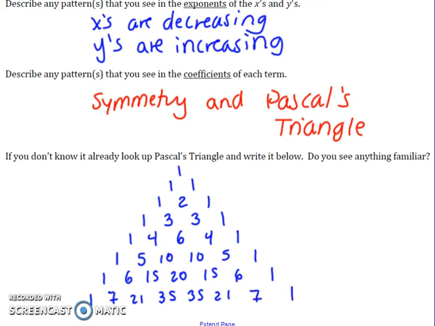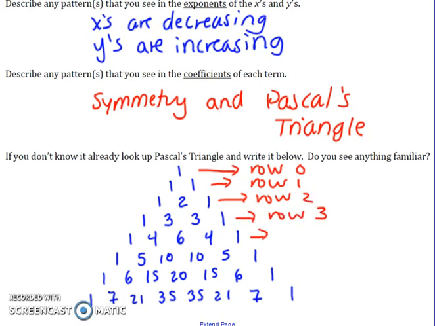So it's symmetric. The numbers go towards the middle, and then they start to go back again. The top 1 represents row 0. It's the exponent: if I have x plus y to the 0, it's 1. So row 0, this is now row 1, this one is row 2, this one is row 3, this is row 4, this one is row 5, this one is row 6, and this one is row 7.